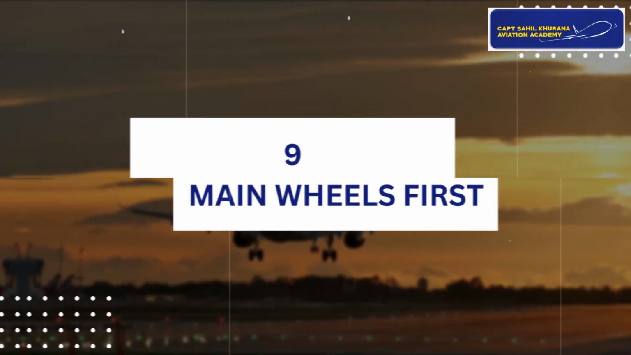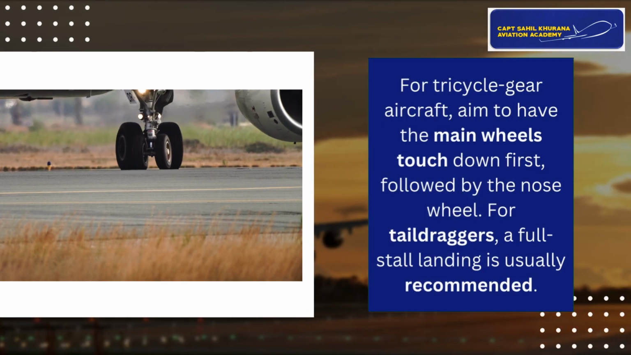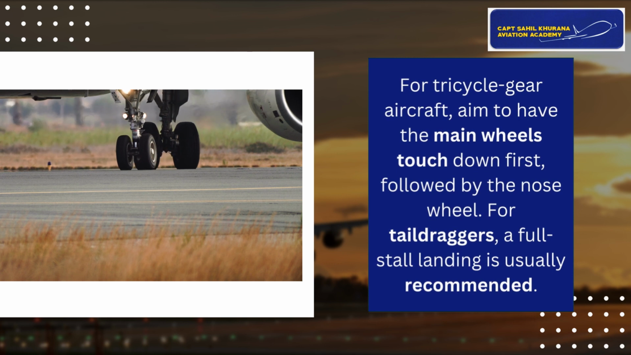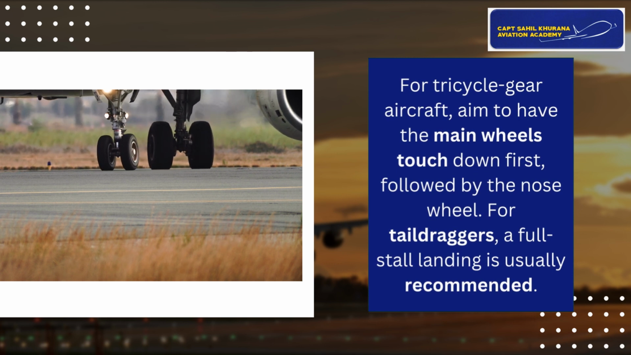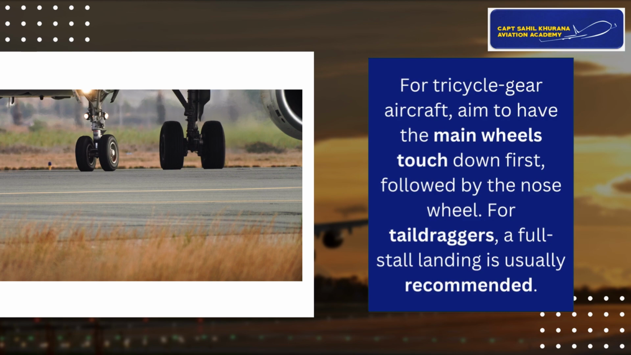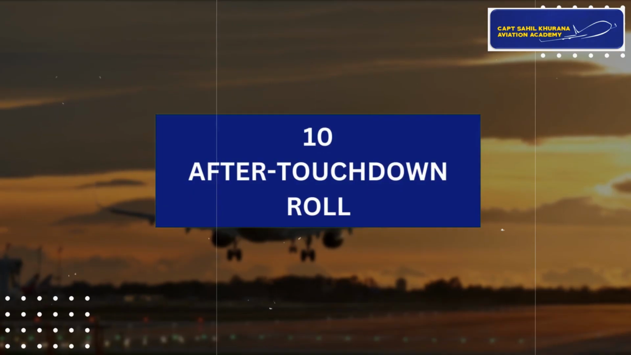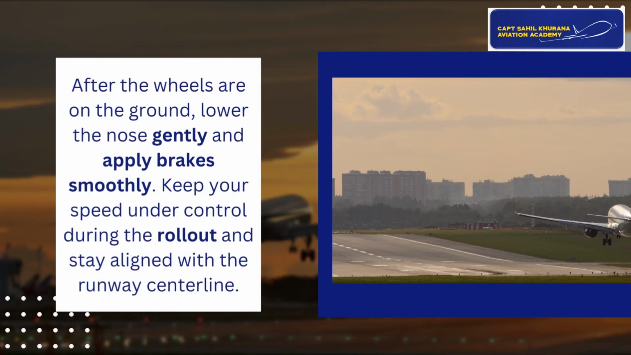Main wheels first. For tricycle gear aircraft, aim to have the main wheels touch down first, followed by the nose wheel. For tail draggers, a full stall landing is usually recommended. After touchdown roll. After the wheels are on the ground, lower the nose gently and apply brakes smoothly. Keep your speed under control during the rollout and stay aligned with the runway centerline.